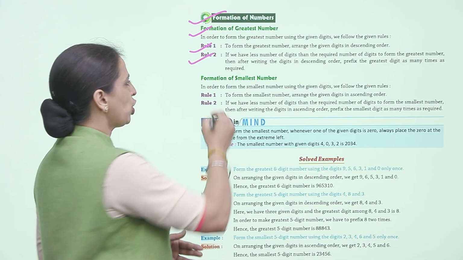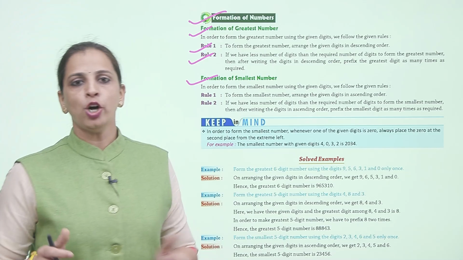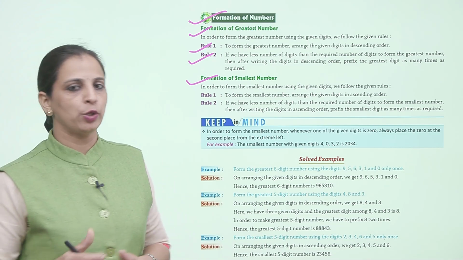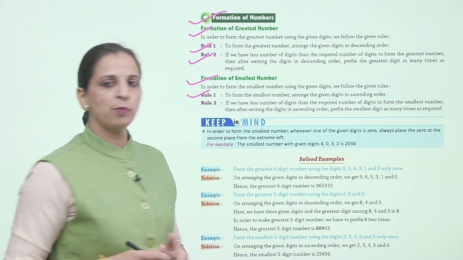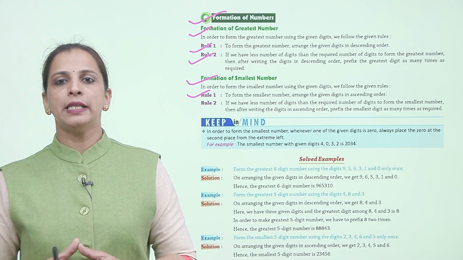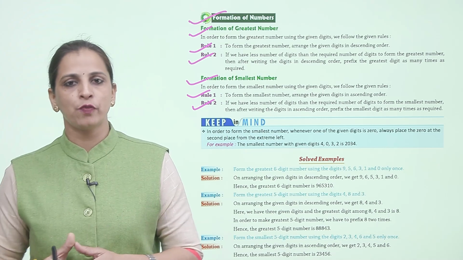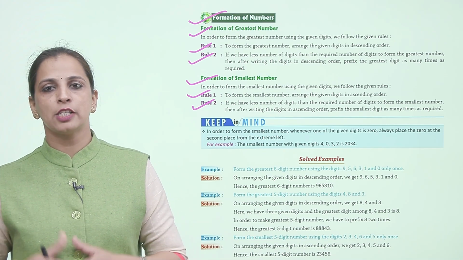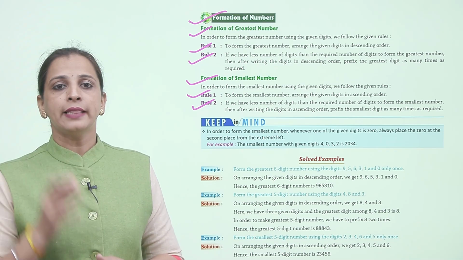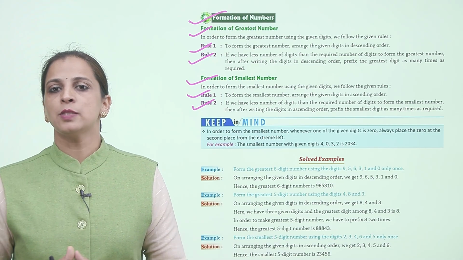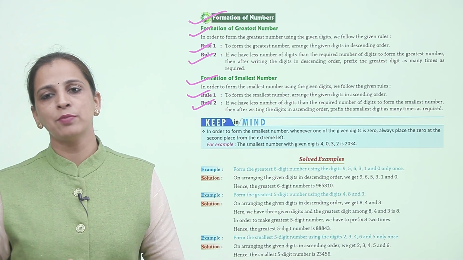Now next is formation of smallest number. In order to form the smallest number using the given digits, we follow the given rules. Rule 1. To form the smallest number, arrange the given digits in ascending order. Rule 2. If we have less number of digits than the required number of digits to form the smallest number, then after writing the digits in ascending order, prefix the smallest digit as many times as required.